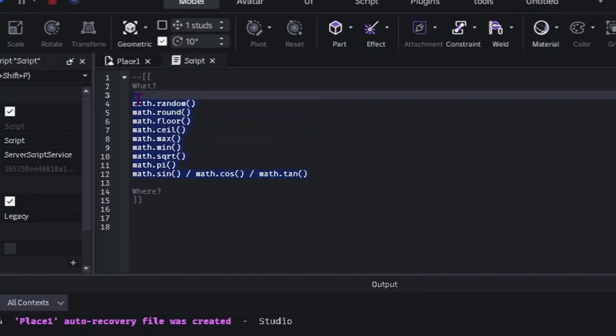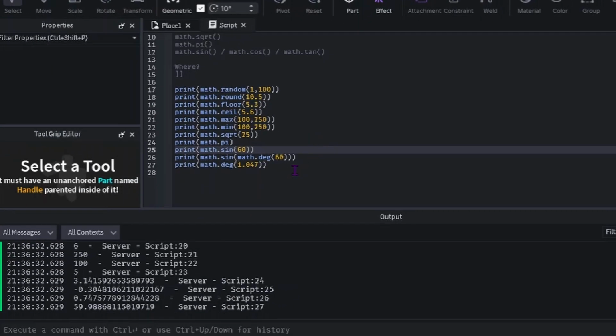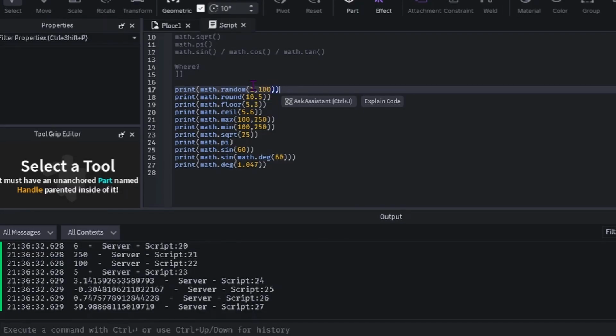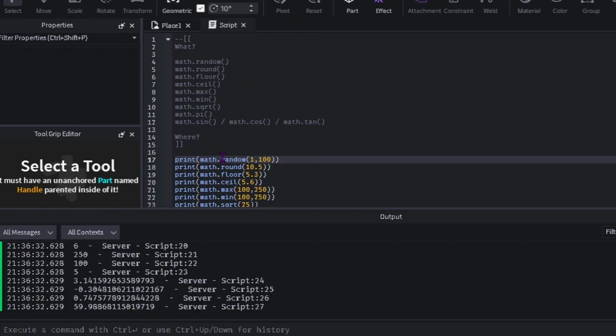And in order to explain these math functions, I'll be writing a really small script and compiling it so you guys can understand. Alright, so as you can see, I've written a really small code snippet which involves a lot of print statements followed by a math function. The first one is math.random(1, 100). These values are called arguments, and these are the arguments that we are passing into the function called math.random. What math.random gives is a random value between the minimum value and the maximum. The minimum value is 1, maximum is 100.